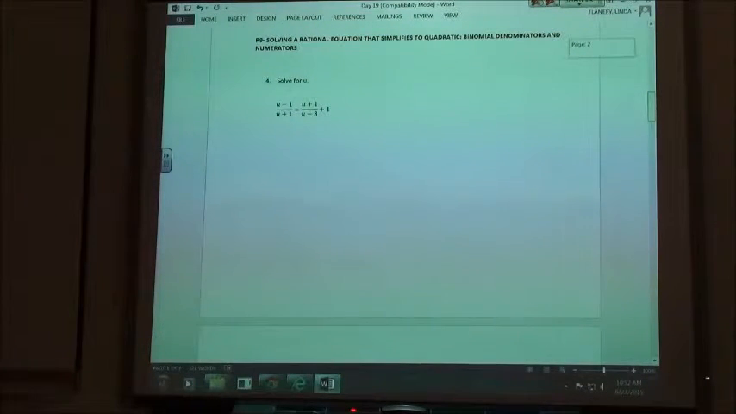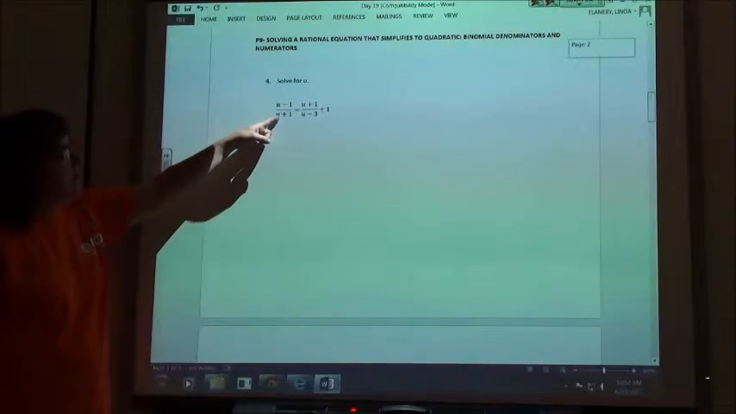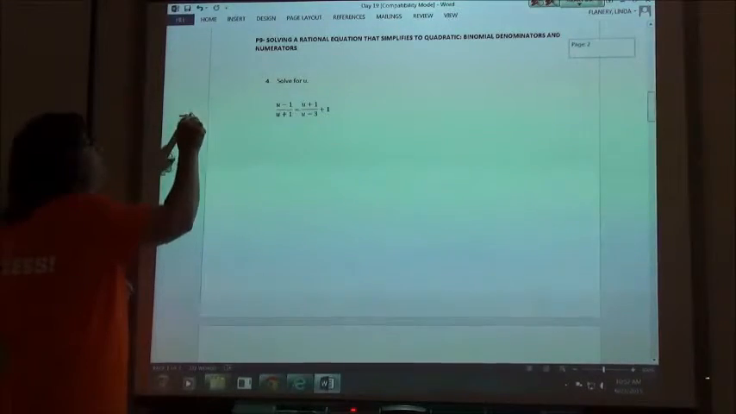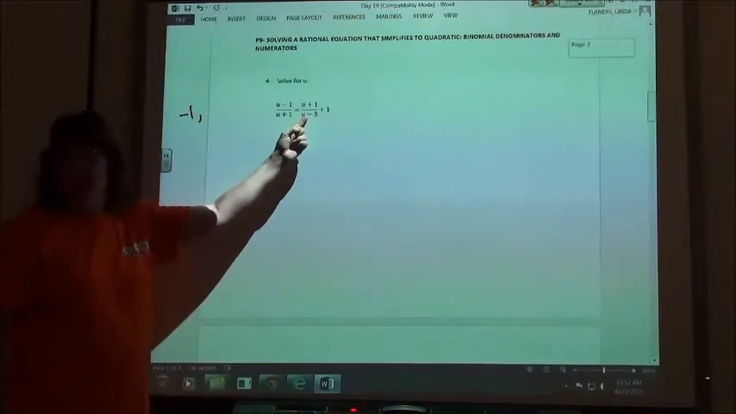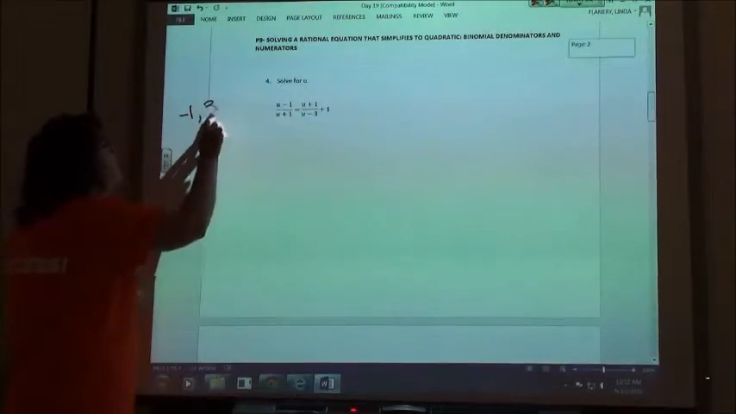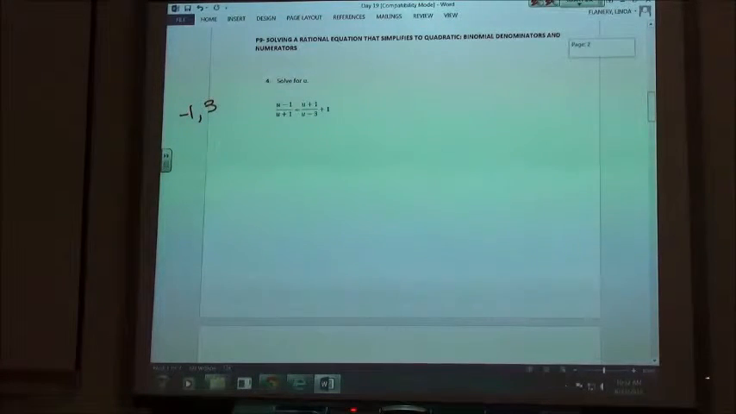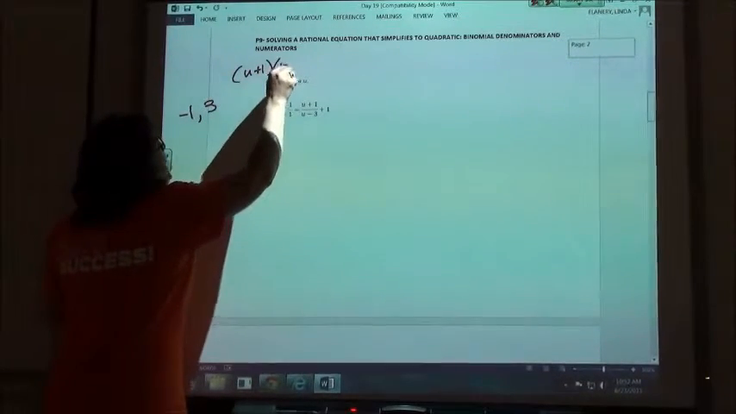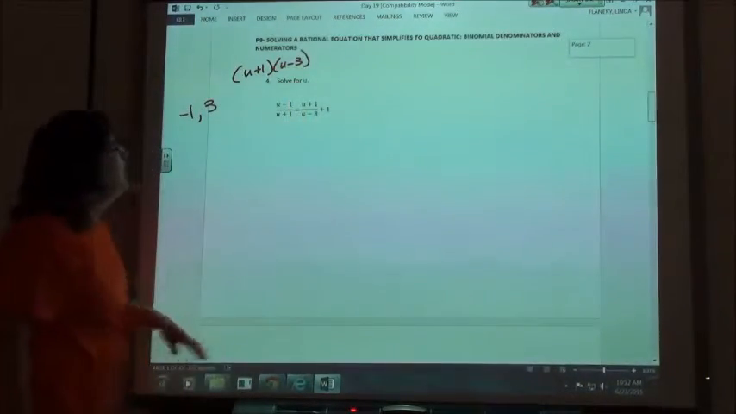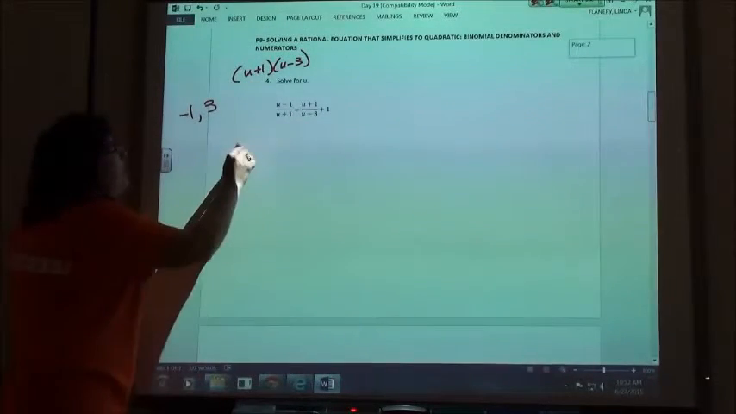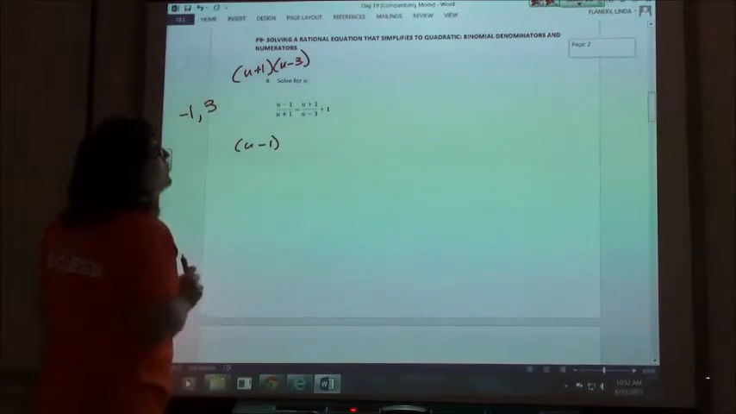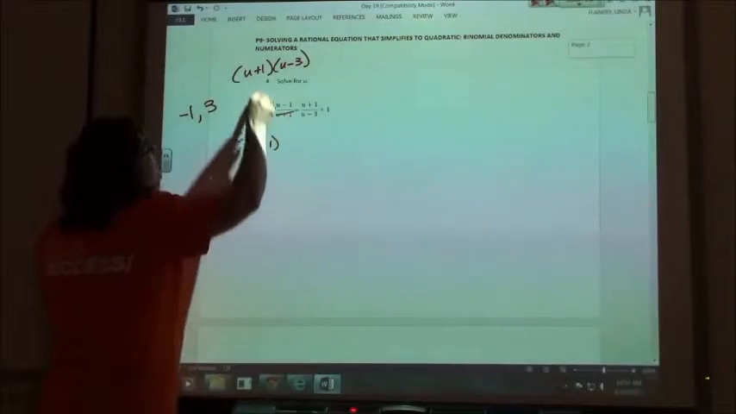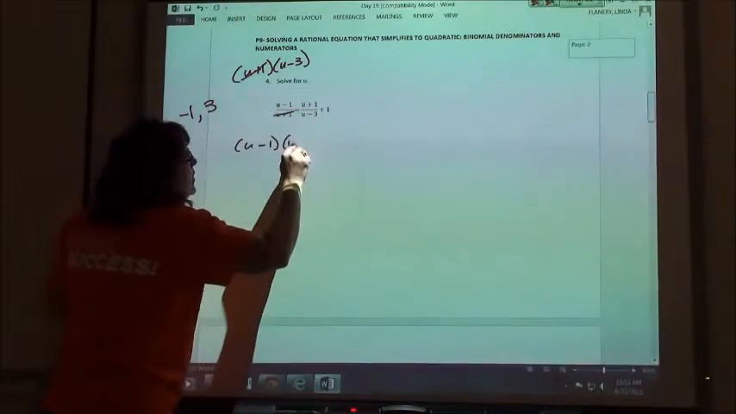So our restrictions on this one, I can't have -1 on the bottom of the first fraction, and I can't have a +3 on the bottom of that second fraction, or I'd have zeros down in the bottom of my fractions. So this time my common denominator is going to be u plus 1 and u minus 3. So I'm going to take the u minus 1 on the top of the first fraction times, this will cancel this, the u minus 3.